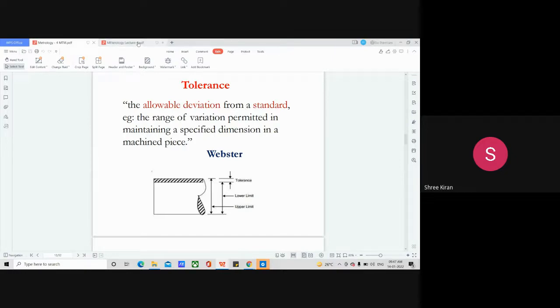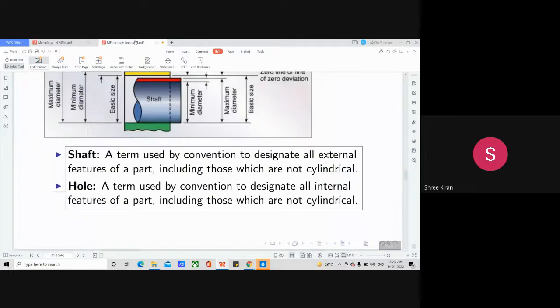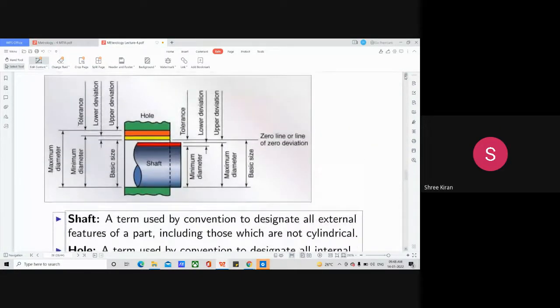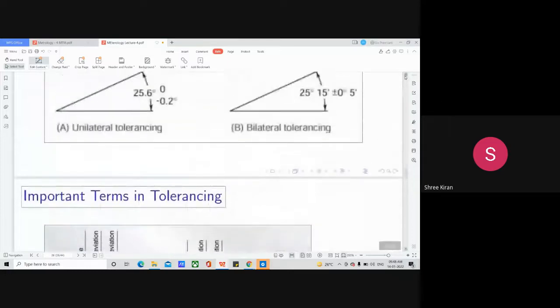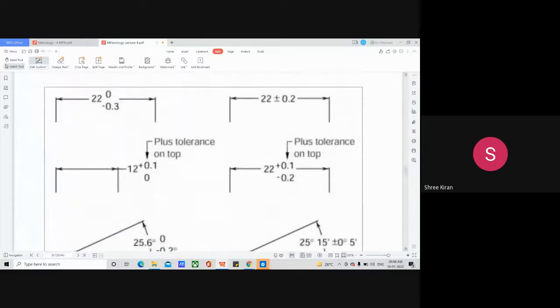Now we can have a brief discussion about tolerances, the main definition, everything.